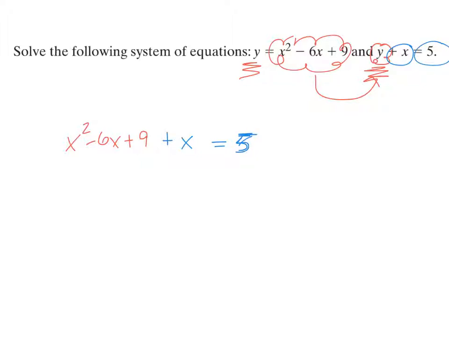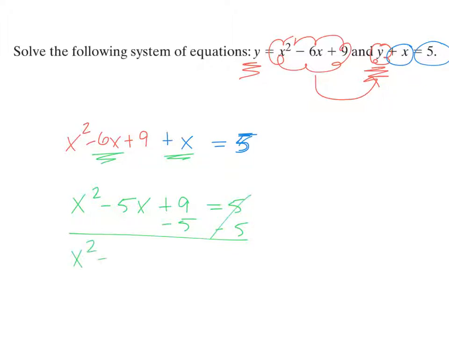Okay, so now I'm going to solve like I normally would. On this side, I notice that I have like terms, so I'm going to combine them to be x squared minus 5x plus 9 equals 5. Again, like the last problem, x squared likes to be positive and equal to 0. It is positive on the side that it's on, but not equal to 0. In order to make it equal to 0, I'm going to subtract 5, and I'll end up with x squared minus 5x plus 4 equals 0.